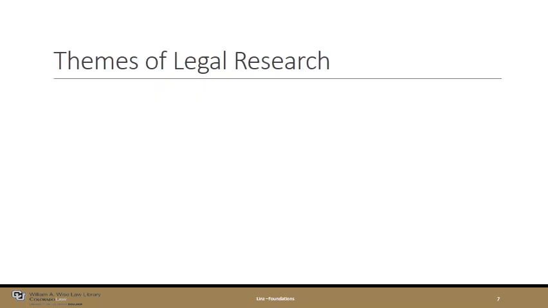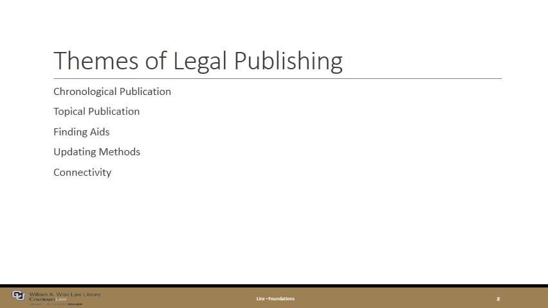So that brings me to the themes of legal research. Legal publishers know what we now know, that researchers need to find all the law that's relevant to the legal problem at hand, all of the authority that's relevant to the legal problem at hand. And so there are various ways in which law is published that we can take advantage of to simplify our research process and provide us with confidence that we're finding everything. These themes are chronological and topical publication, finding aids, updating methods, and connectivity.